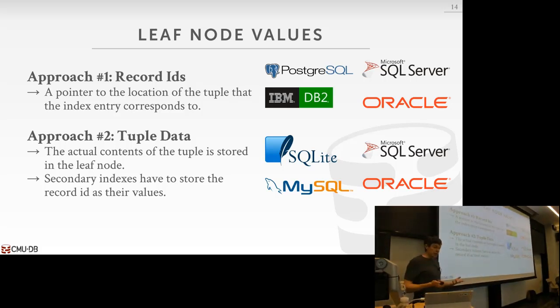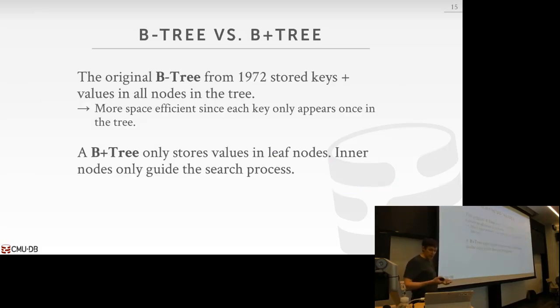So now, since we understand the basics of a B plus tree, let's distinguish it from the original B tree. The major difference is that in the original B tree, the values stored in the index could be anywhere in the tree, meaning any inner node could also have a value, like a record ID or the actual tuple itself. In the B plus tree, the values are only in the leaf nodes. So what are the implications of this? Well, one, in the B tree case, I don't have any duplicate keys because I can guarantee that each key will only appear once in my tree.